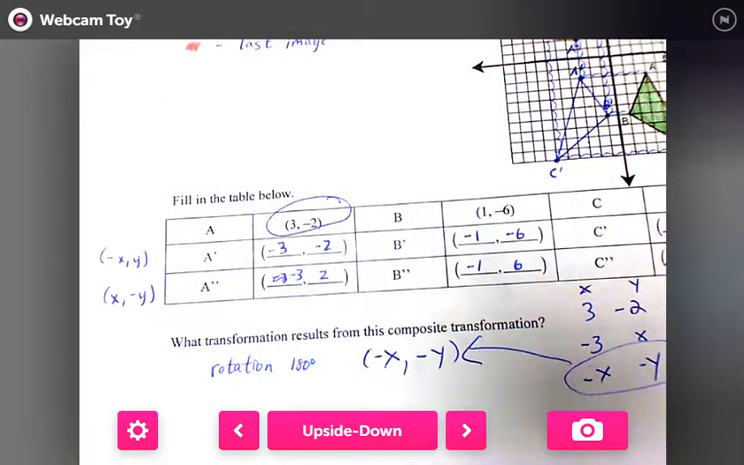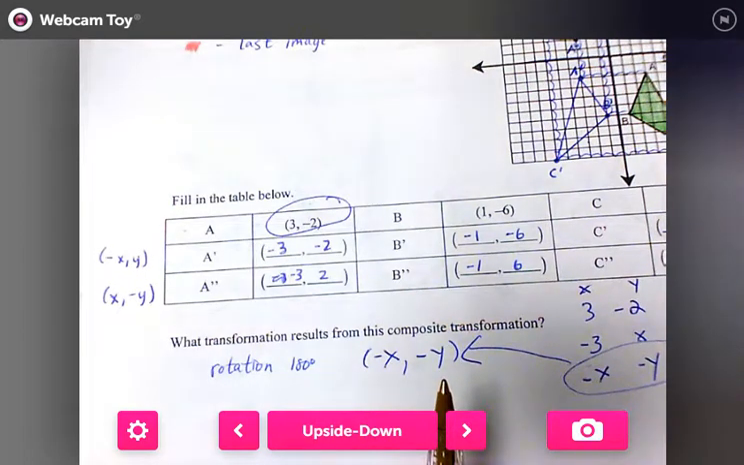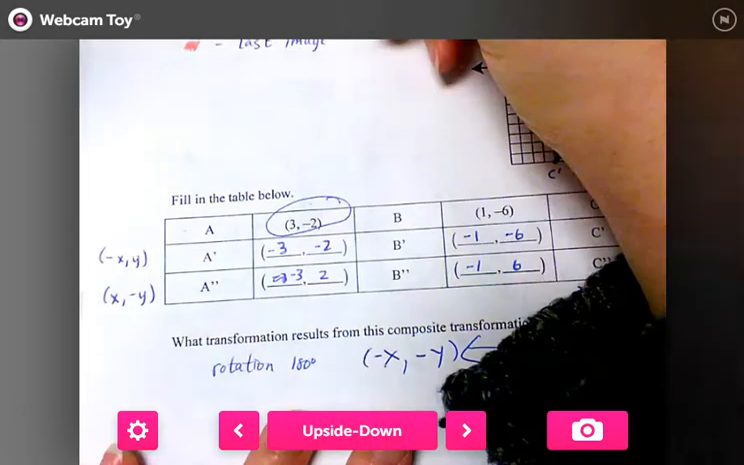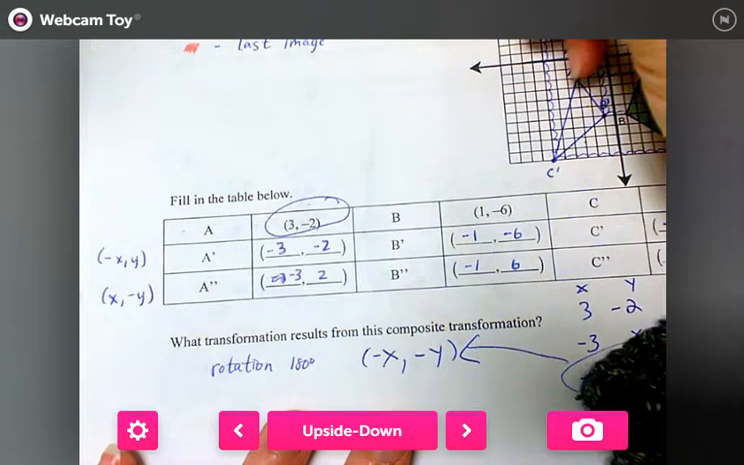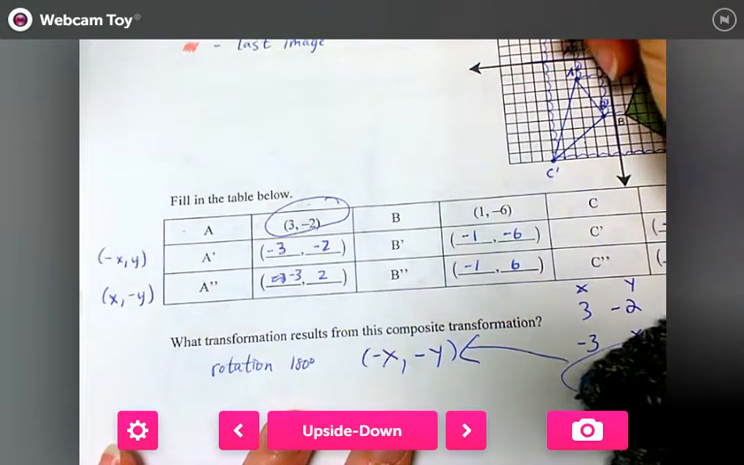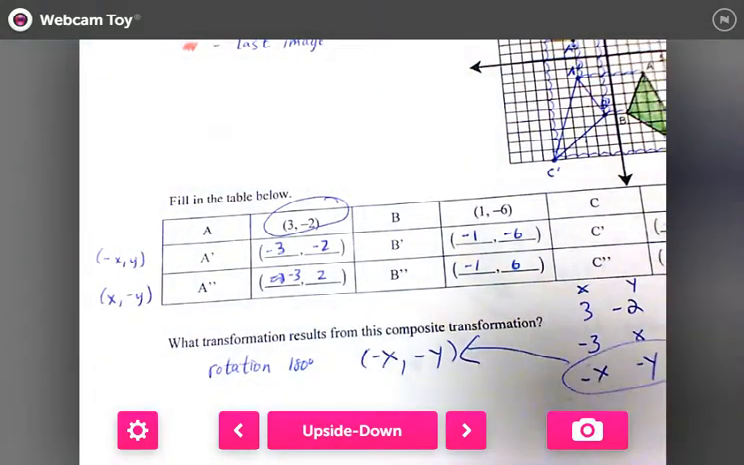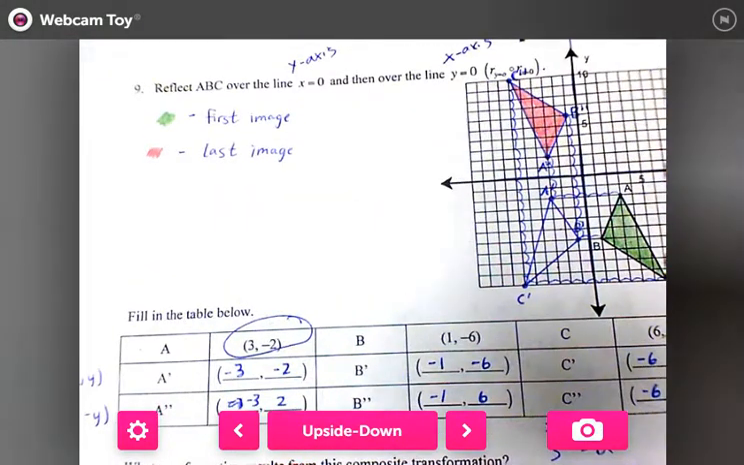Okay, Anna? Does x equal 0 mean the y-axis? X equals 0 means the y-axis. Y equals 0 means the x-axis. And I can put that on the board, too, for tomorrow. I have no problem with that. Okay. Any other questions?